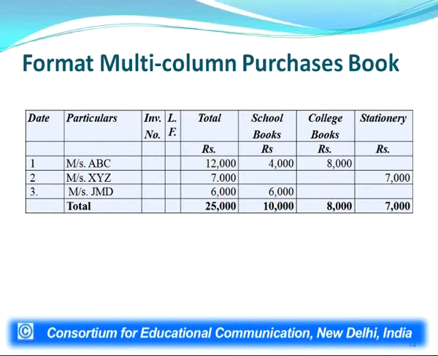So, in the first transaction we assume purchases from Messrs ABC, and the total amount is 12,000, out of that 4,000 are school books and 8,000 rupees college books. So, detail is available. Similarly, purchases from Messrs XYZ Company 7,000, all is stationery. So, 7,000 in the stationery column, and from Messrs JMD the total purchase is 6,000, all of school books. So, at the end of the month we have the total.